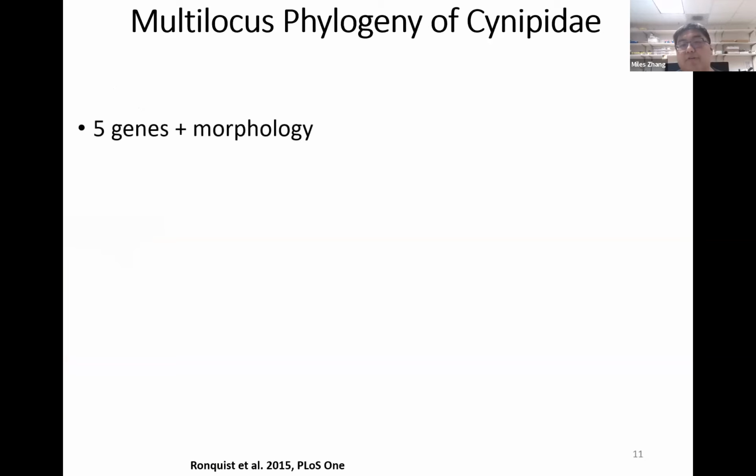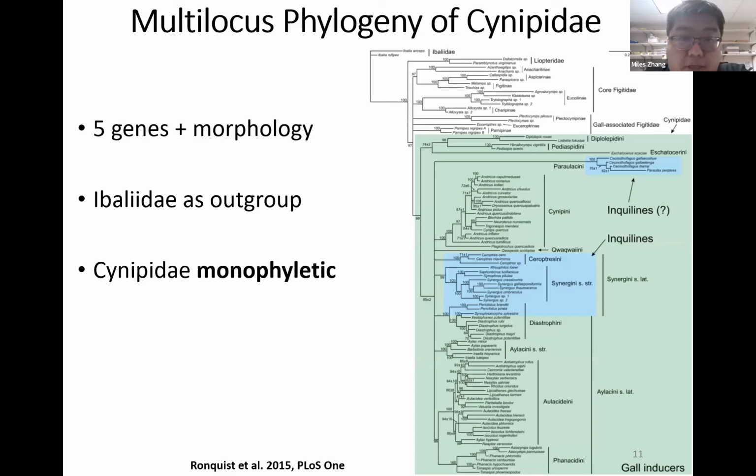So this is one of the first molecular studies published by Rundquist et al., including many of the authors that I mentioned. And this is a multilocus phylogeny. This includes 5 genes plus morphology. And then they're using ibaliids, which are these big cynipoids that are related to cynipids, as an outgroup. And this is the tree that they got.